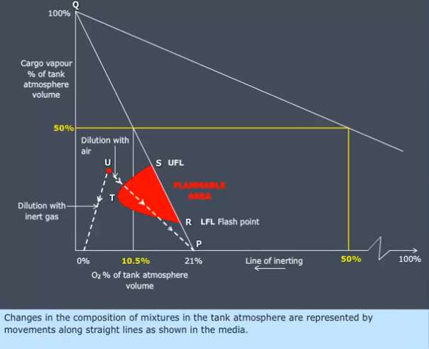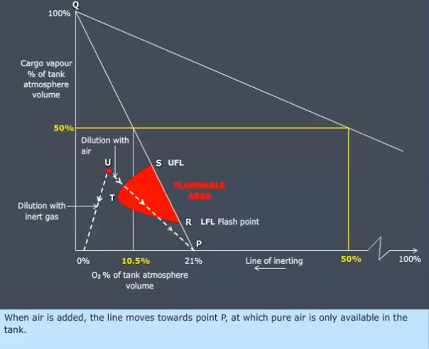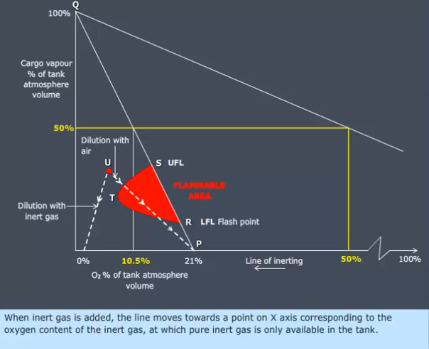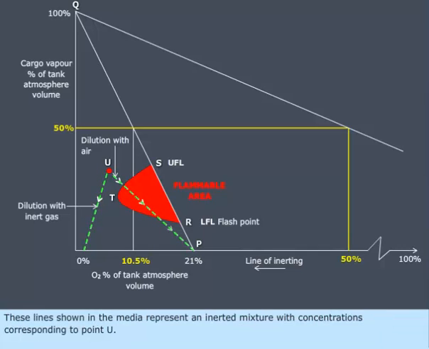Changes in the composition of mixtures in the tank atmosphere are represented by movements along straight lines as shown in the media. When air is added, the line moves towards point P, at which pure air is only available in the tank. When inert gas is added, the line moves towards a point on the x-axis corresponding to the oxygen content of the inert gas, at which pure inert gas is only available in the tank. These lines, shown in the media, represent an inerted mixture with concentrations corresponding to point U.